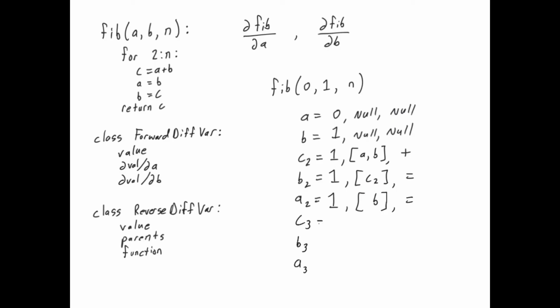On the next iteration of the for loop, we'll get intermediate values C3, B3, and A3. C3 will get the value 2 from inputs A and B, and we add them together. B3 gets its input from C3, and A3 gets its input from the variable B2. And we can proceed forward like this until we get to the end of computing the function's output.